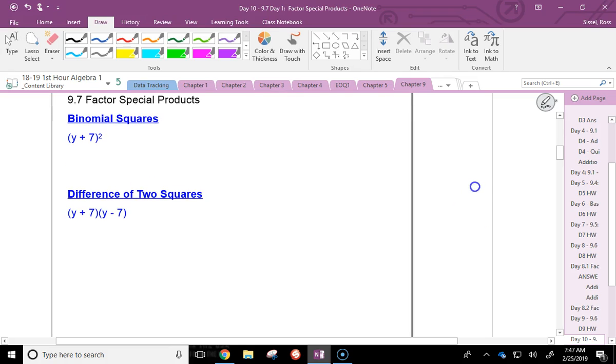Okay, the first one. We want to factor special products. This is a binomial square. Nothing too special on this one. Can anyone tell me what we should do to answer it? So I have y plus 7 and it's squared. What would I get for my answer? Okay, y squared plus 14y plus 49.